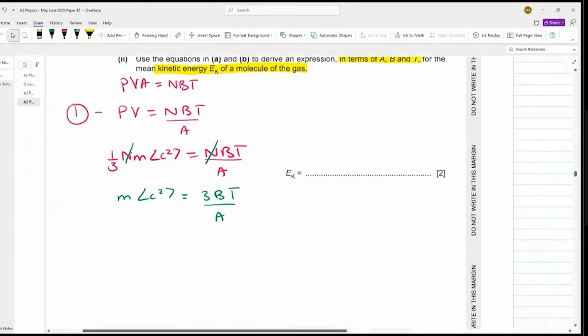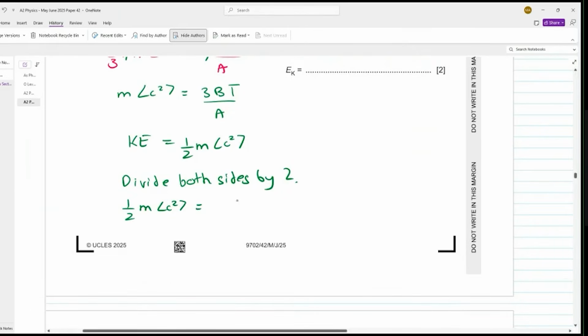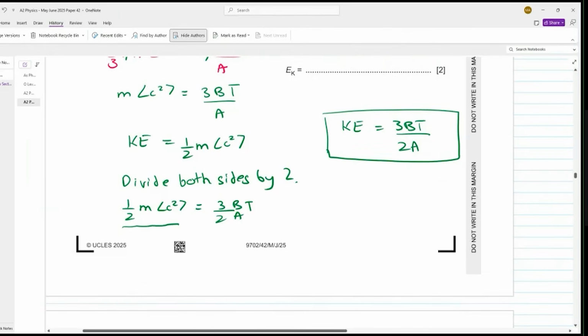बेटा काइनेटिक एनर्जी किसके इक्वल होती है? Yes, do you guys remember? Kinetic energy is equal to half MC square. So what can you do? Divide both sides by 2. Half MC square is equal to 3BT over 2A. This entire thing is equal to the kinetic energy. Hence, kinetic energy is equal to 3BT over 2A. Simple as that. Nothing complicated here.